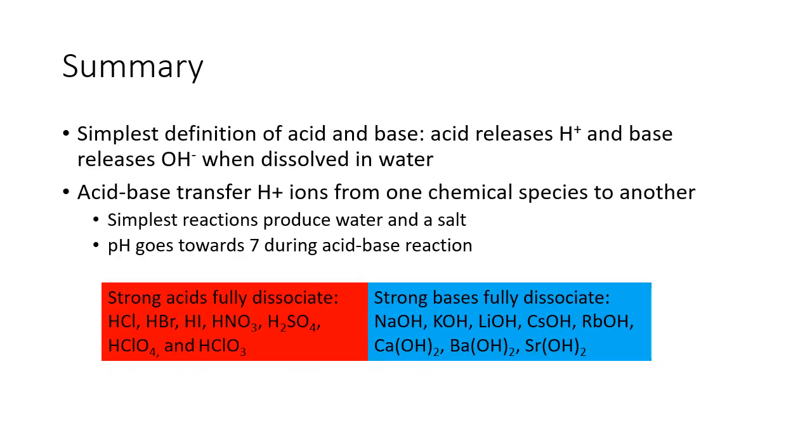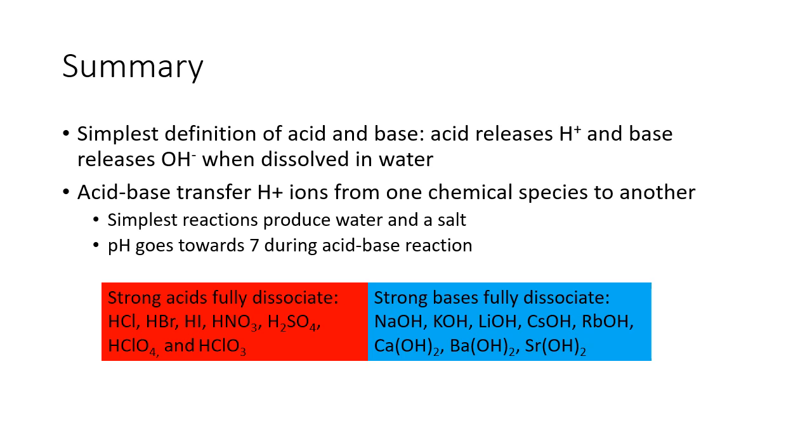To summarize, the simplest definition of an acid and base: an acid releases an H+, which makes the H3O plus ion, and a base releases OH- when it's dissolved in water. Acid-base reactions transfer H+ ions from one chemical species to another. They are the simplest reactions of this type. You get water and a salt when you do this type of transfer, and the pH goes towards 7 in an acid-base reaction, which is neutral.